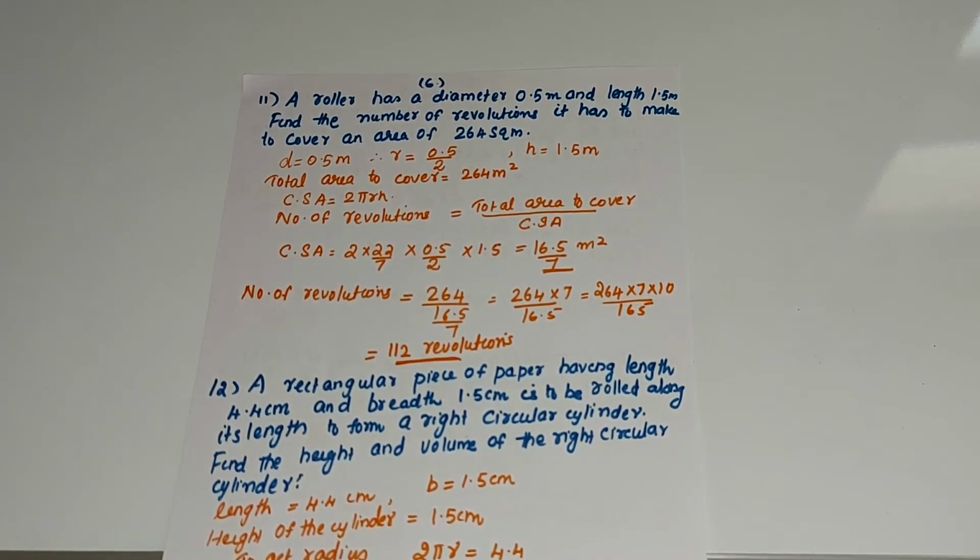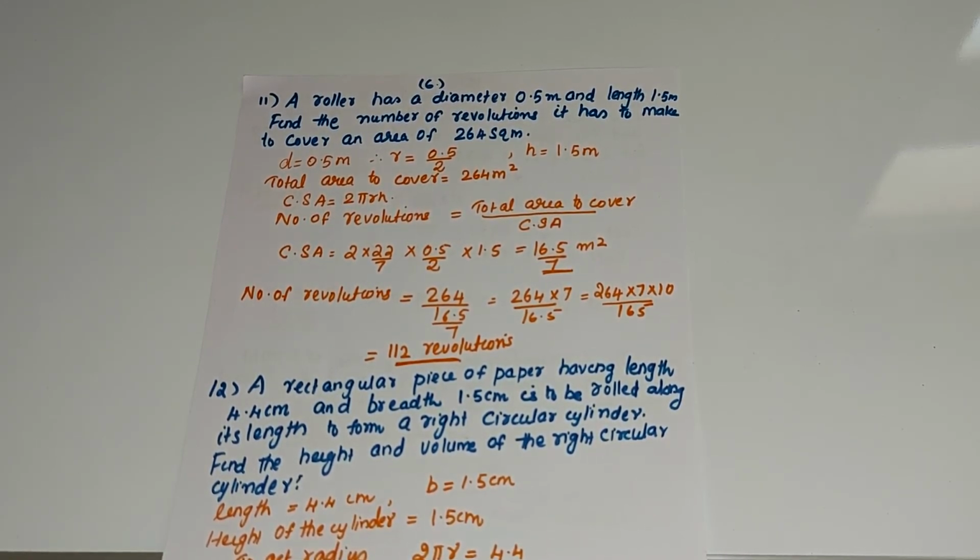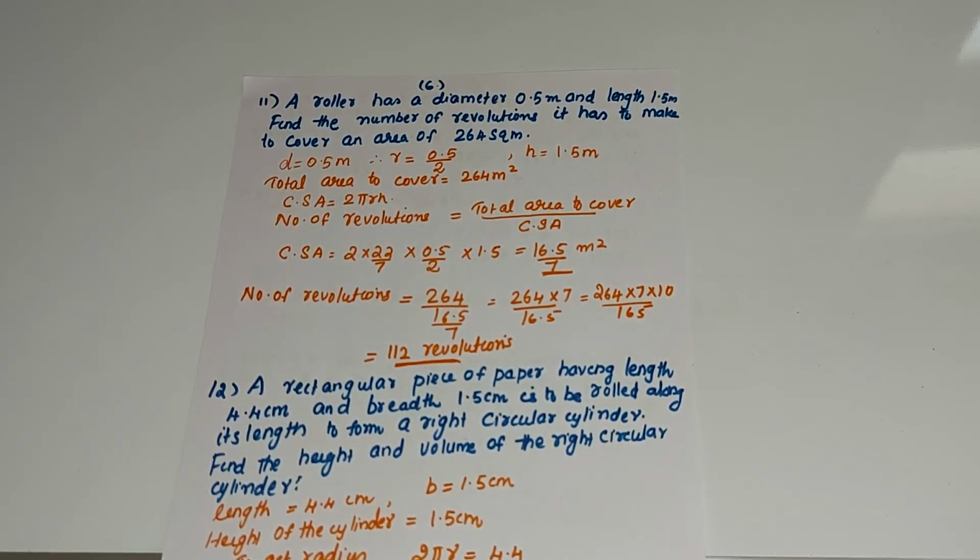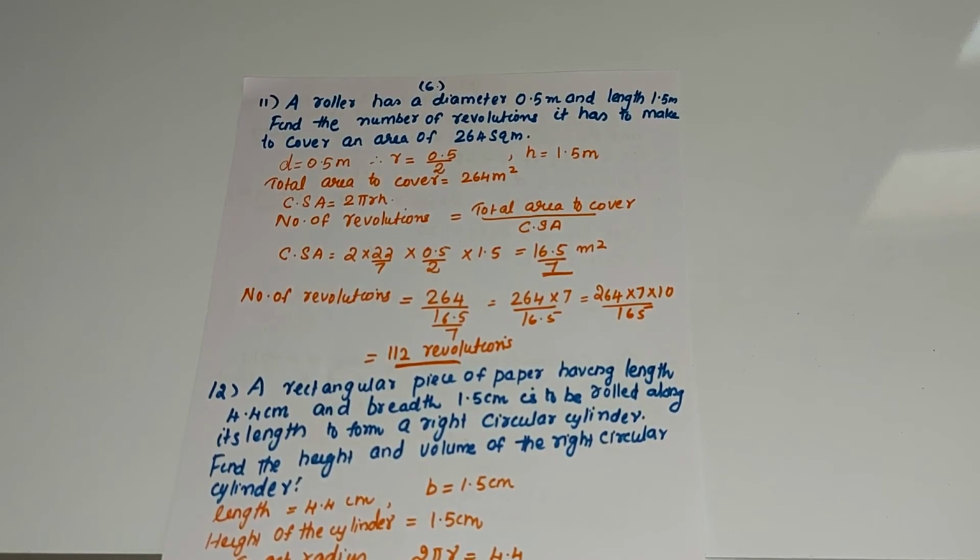Next one. A roller has a diameter of 0.5 meter and a length of 1.5 meter. Find the number of revolutions it has to make to cover an area of 264 square meter. Here the diameter of the roller is given and the length is given. Diameter equals 0.5, so radius equals 0.5 by 2, and the length of the roller is given, that means height is equal to 1.5 meter. Total area to cover is equal to 264 meter square.